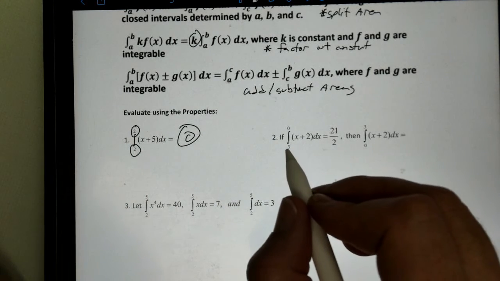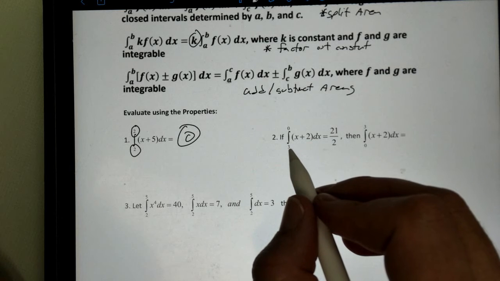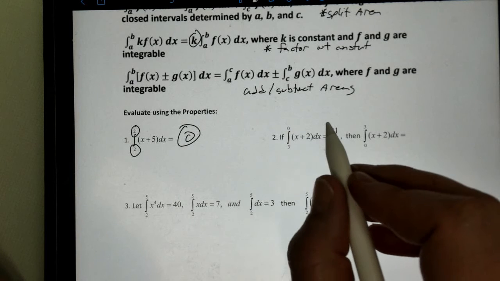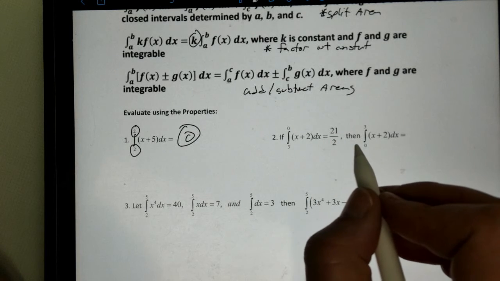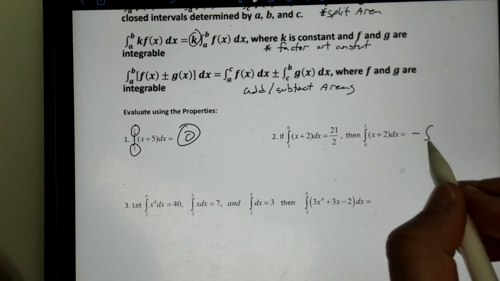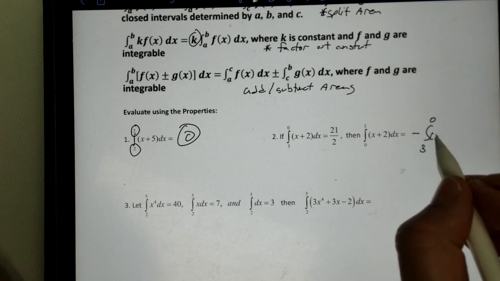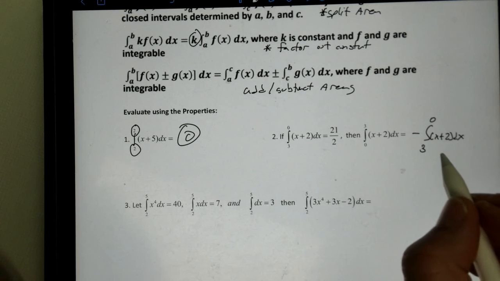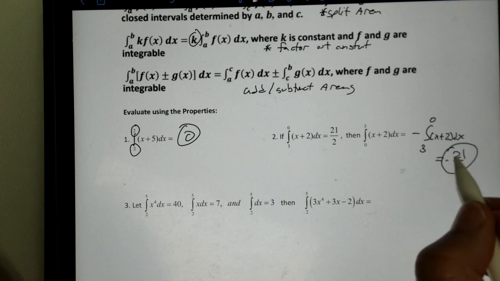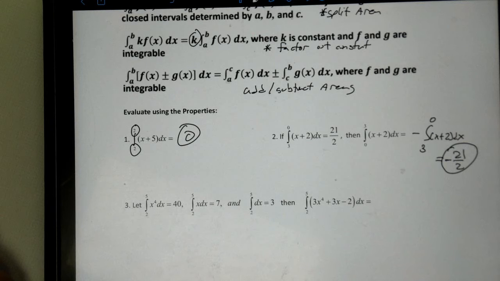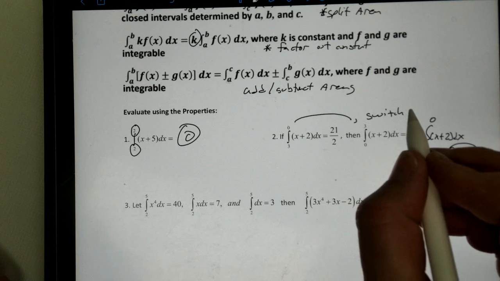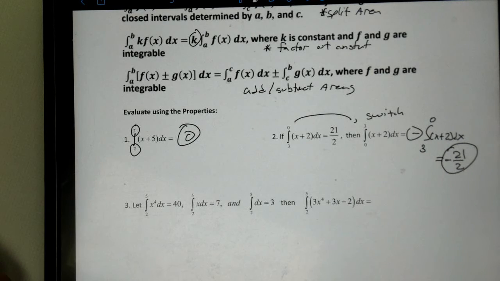Over here, what if we want to go from 3 to 0? The area from 3 to 0 is 21 over 2. Well, what would the area from 0 to 3 be? Well, my rule said I'm just switching it. This is going to be the opposite of 3 to 0 of x plus 2. And if my answer there was 21 over 2, this is going to be negative 21 over 2. We just switched the directions. And our rule says if you switch directions, you switch your signs.